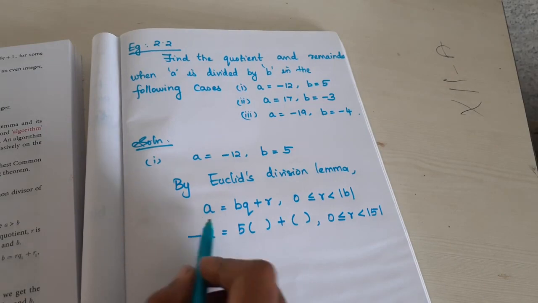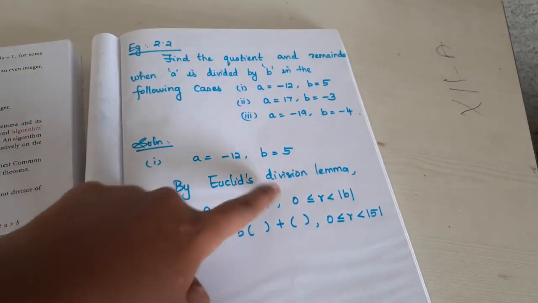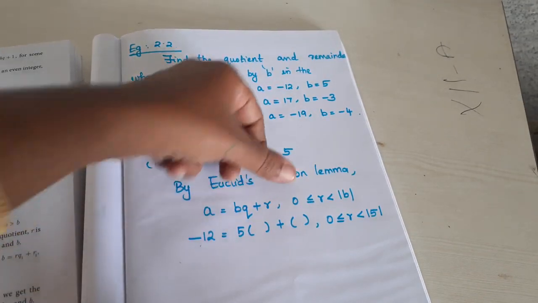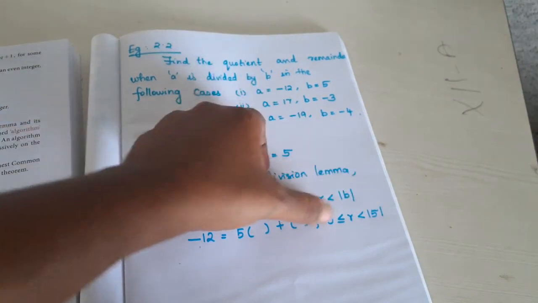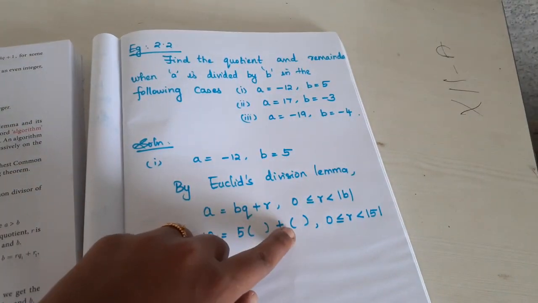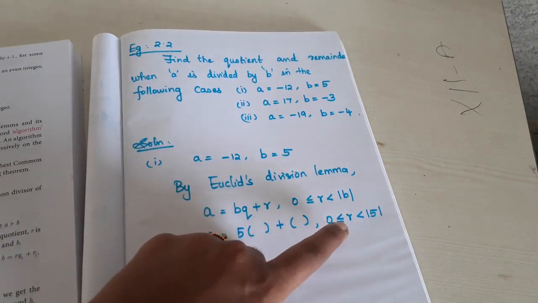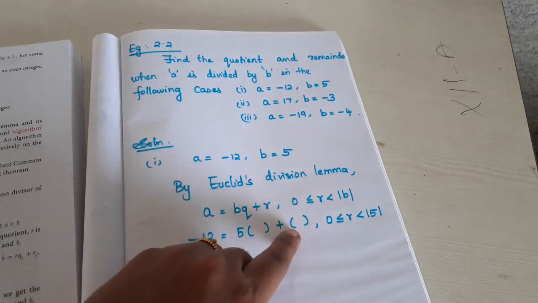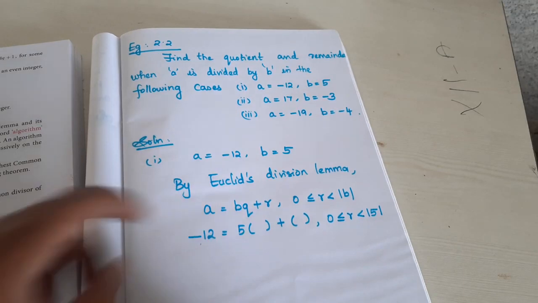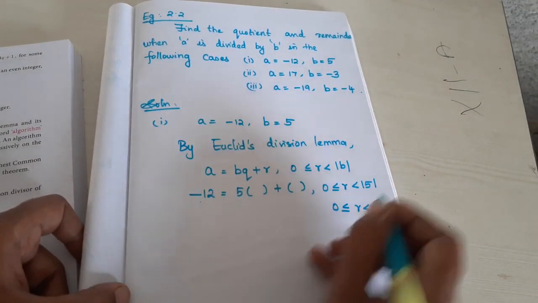So I substitute the values: a is equal to minus 12, b is equal to 5. We only need to calculate the quotient and remainder. The condition is also 0 less than or equal to r less than modulus of 5. So in the place of the remainder, we surely need to get a positive value. The remainders that may come are 0, 1, 2, 3, 4. Among these, one value should come here, because the remainder lies between 0 and less than modulus of 5, which is 5.